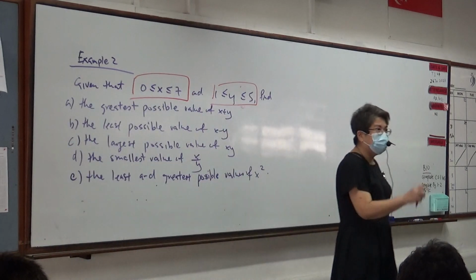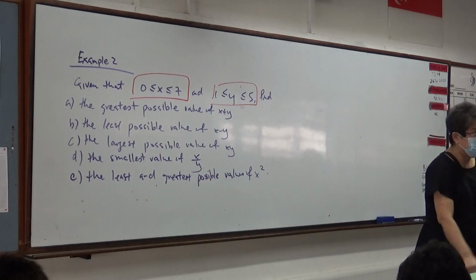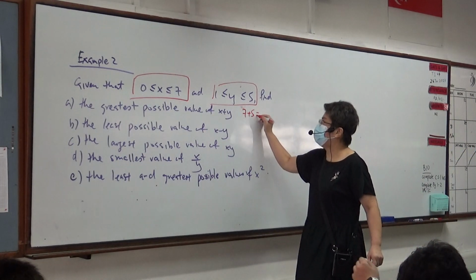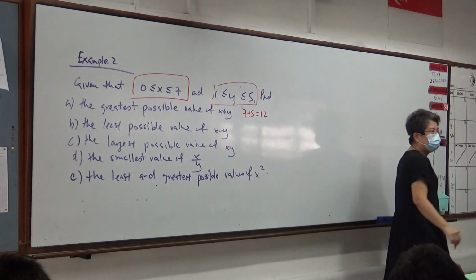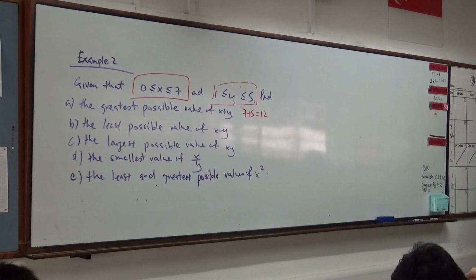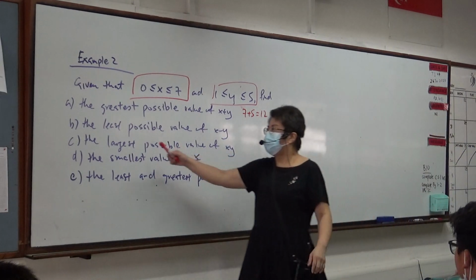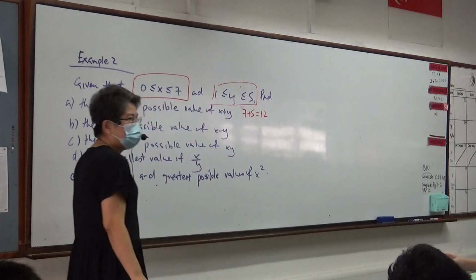For this to be greatest, x must be greatest and y must be greatest, correct? So what should it be? 7 plus 5. Answer? 12, right? Can you see? You must reason in your head enough. Next. The least possible value of x minus y.